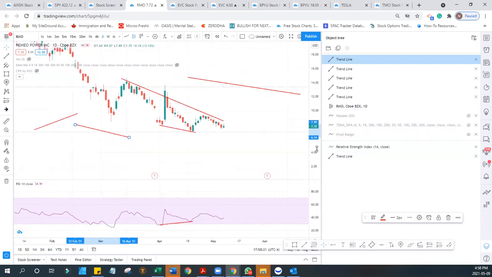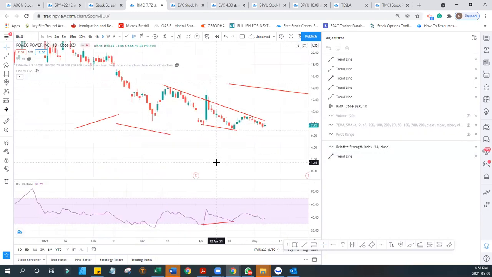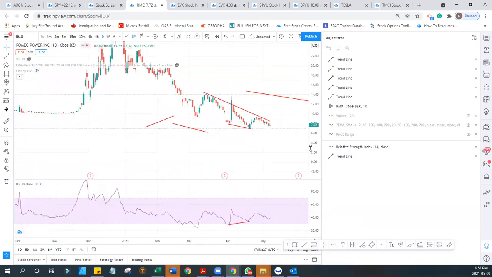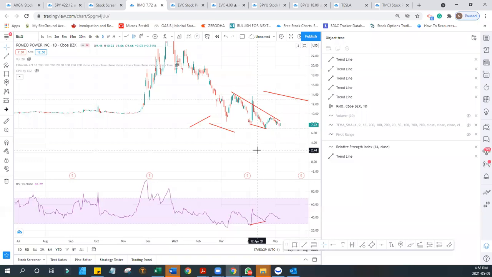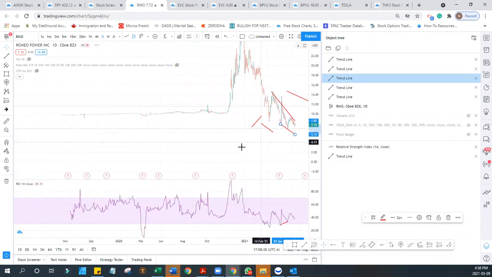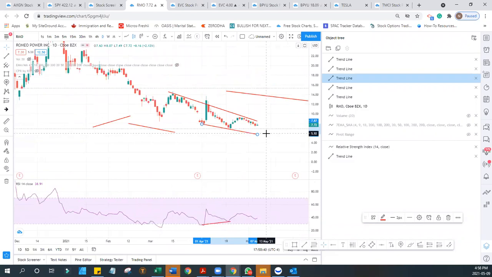Okay, let's see where you see RMO in the next couple of months, because I'm losing big on RMO, like 53% down right now. RMO is going to be down. Trust me, it's going to be down. I'm seeing up to the $6 level.